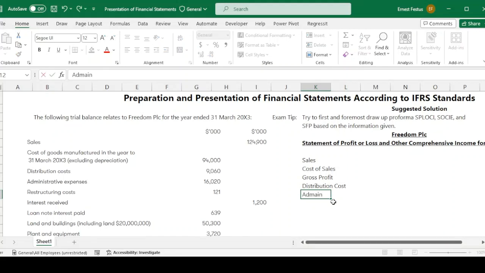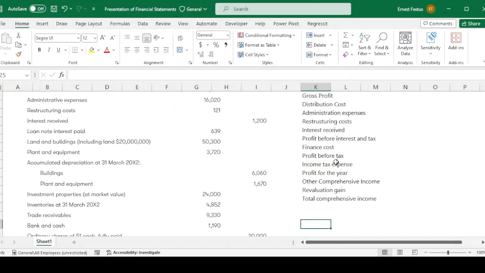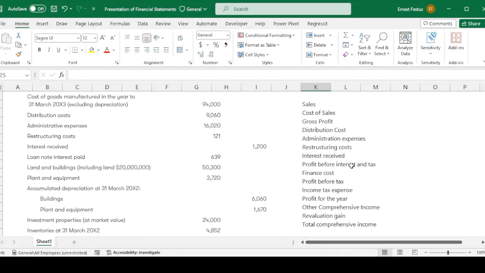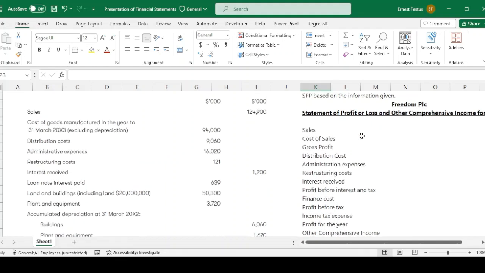So we have administration costs, expenses. We also have restructuring costs. All right, so now we have our pro forma statement of profit or loss and other comprehensive income intact.